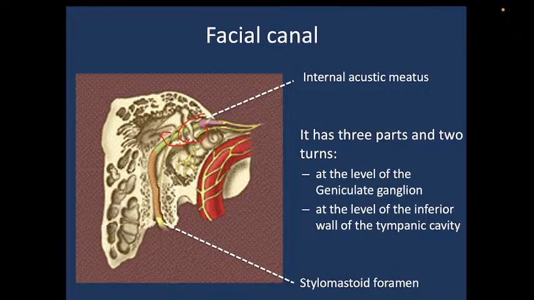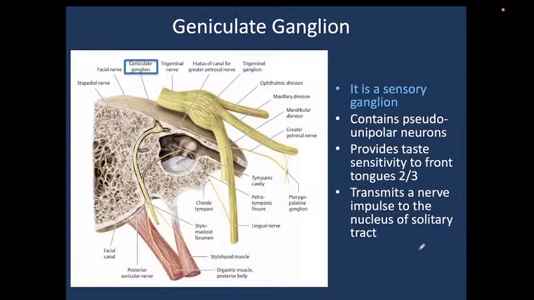This first turn is here. That is at the level of geniculate ganglion, where geniculate ganglion is located. And the second curve or turn is at the level of the inferior wall of the tympanic cavity. In the facial canal, the facial nerve has 3 branches.